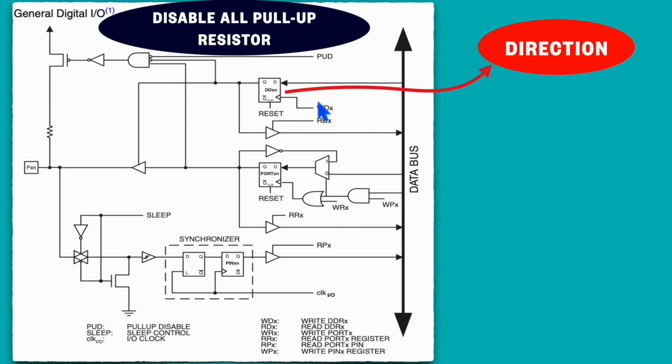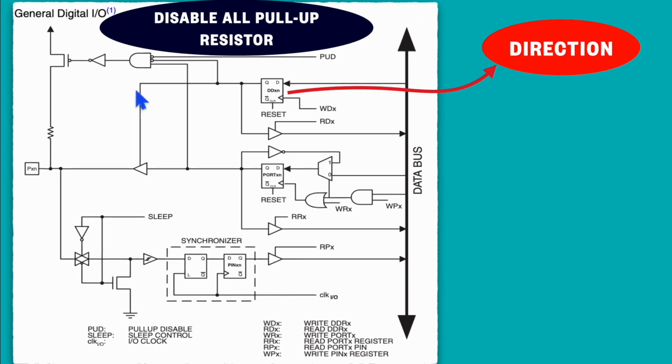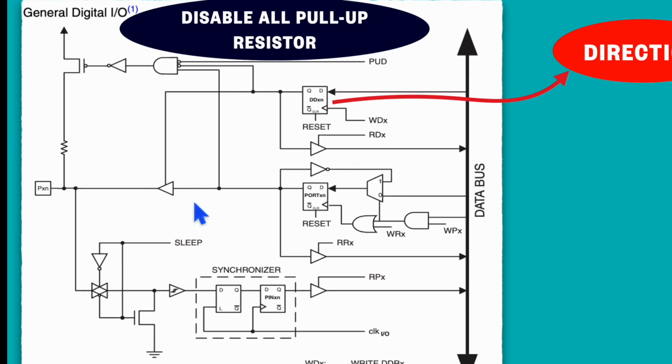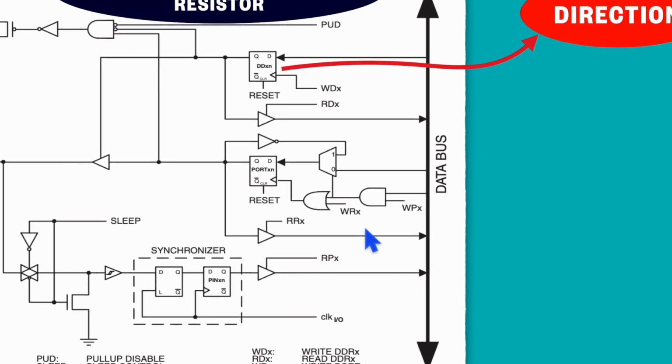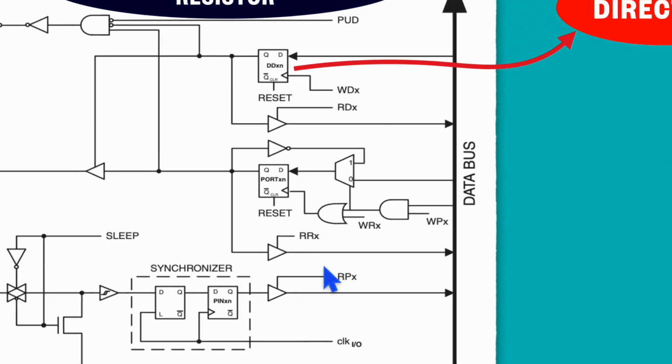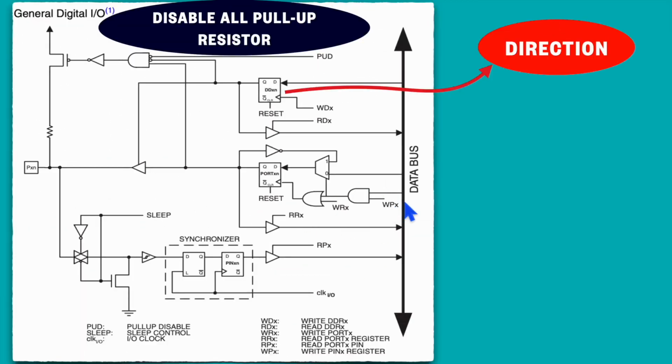And DDxn is to select the direction of the pin, whether you want to use it as input or output. Let's say you have selected output. It will enable this tri-state buffer, and whatever you are writing here, you can write logic high or logic low with the help of these lines, WRx and WPx. Whatever you are writing here will finally be written to that pin. So this is for selecting the pull-up resistor. This line you can see here is going to select the pull-up resistor.